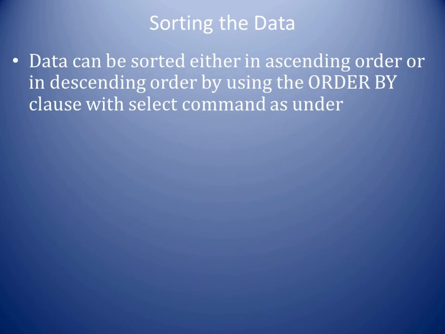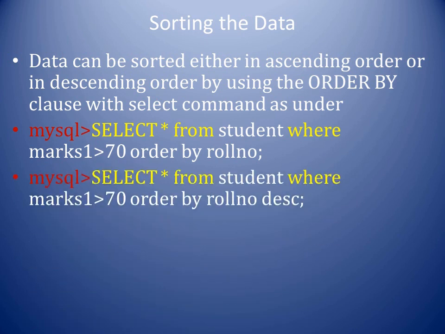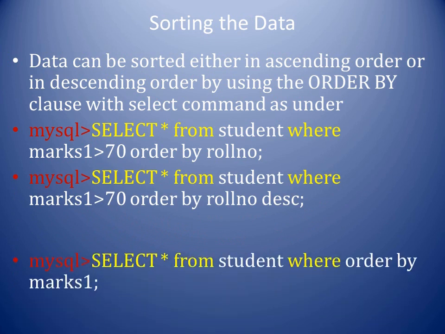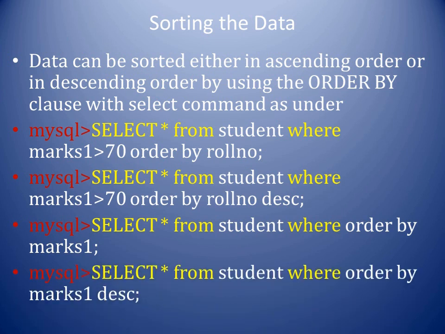At last is sorting the data of query either in ascending or descending order. So in order to sort the data, order by clause is used. Before the column name, according to which we have to sort the data, we use this order by clause, as you can see in statement 1 and 3.